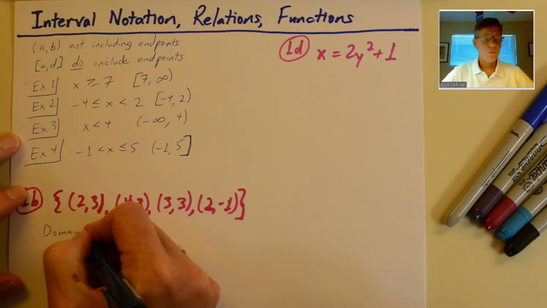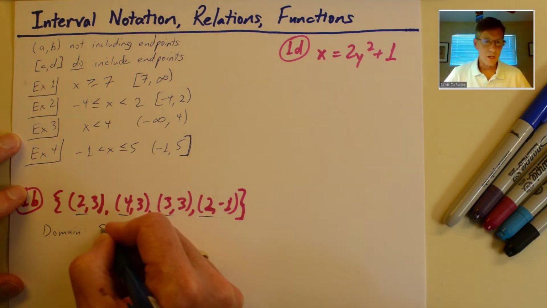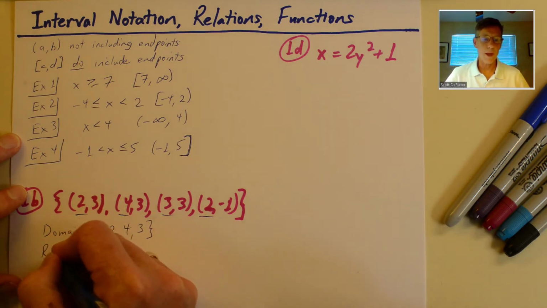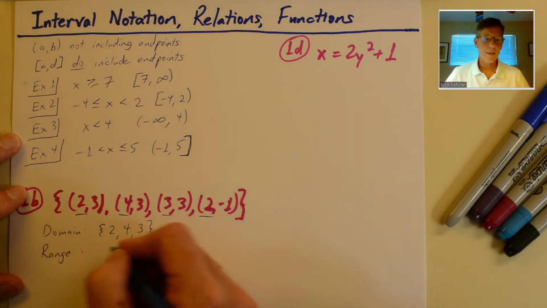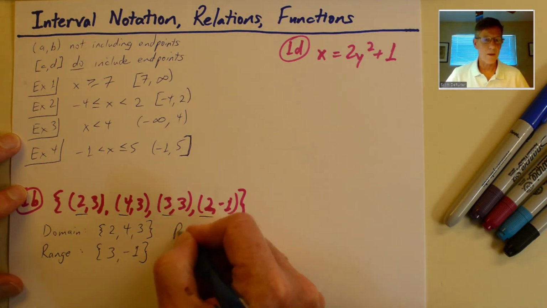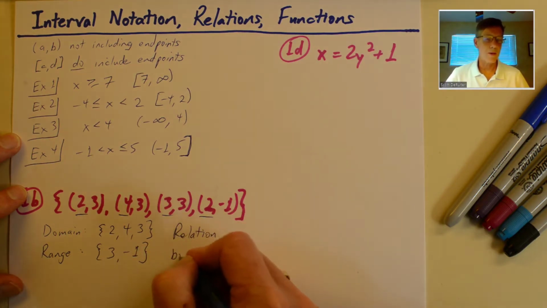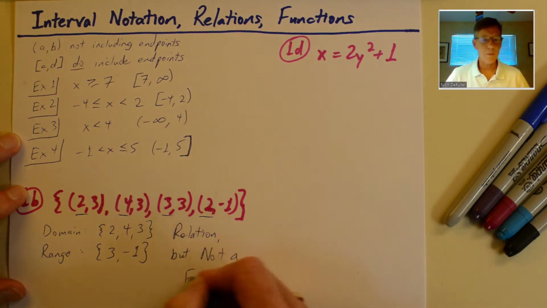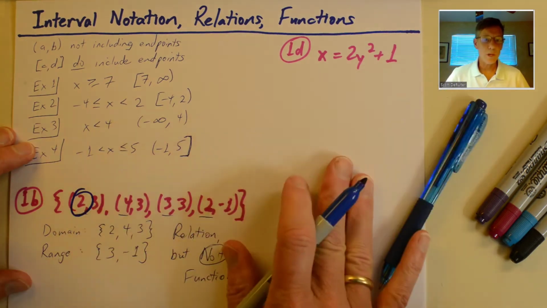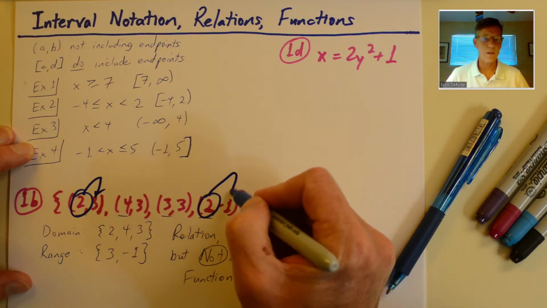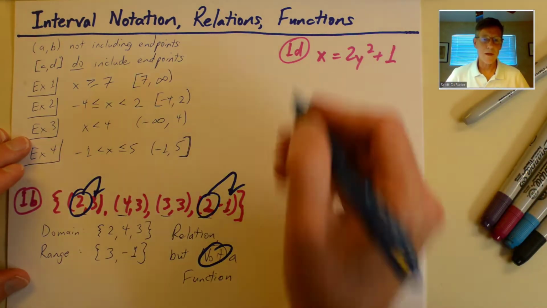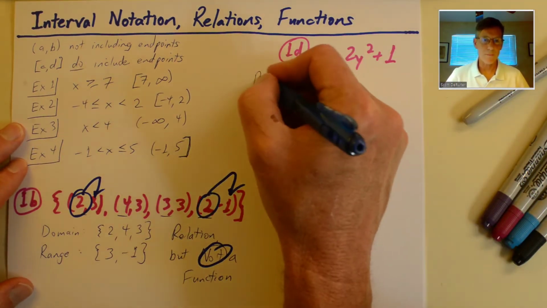So here, next 1b, we have a relation, and so the domain is all the input values. So 2, 4, 3, but we don't write the 2 again. And then the output values are going to be 3. 3 is repeated until we get the negative 1. Again, we don't write the repeat values. It is a relation, a set of inputs and outputs, but it's not a function because we've got two inputs that yield different outputs of 3 and negative 1. And that needs to be true. Every input value has to have a unique output for it to be a function.